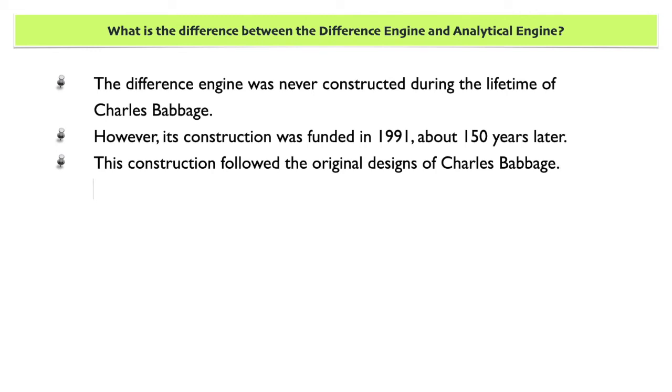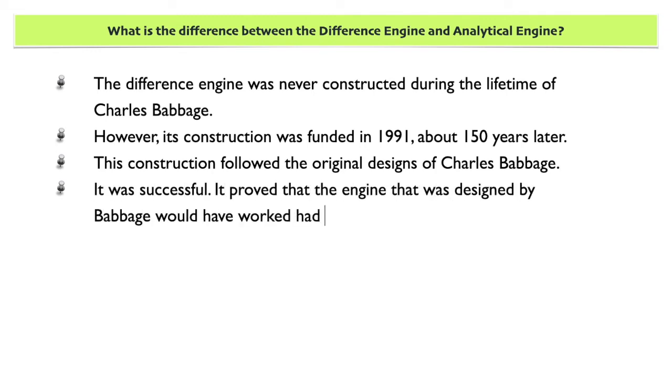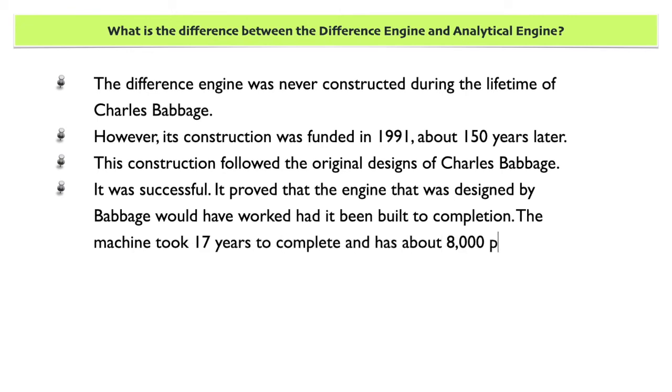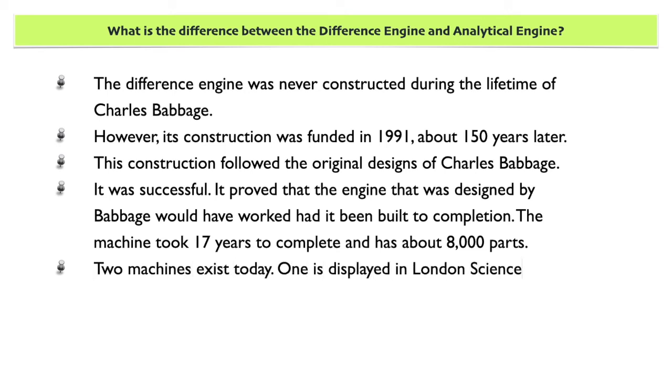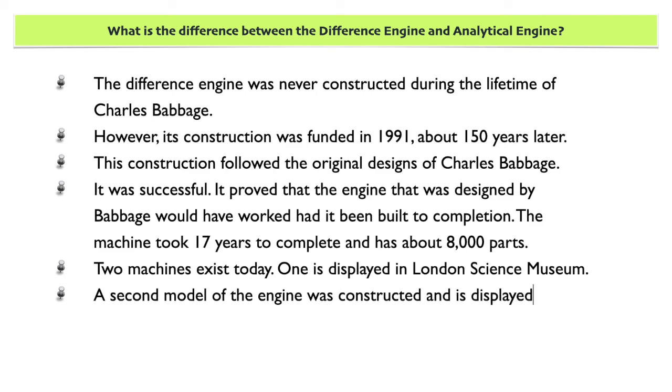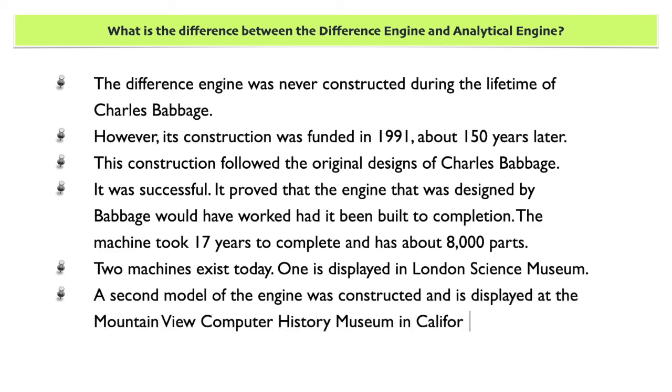It was successful. It proved that the engine that was designed by Babbage would have worked had it been built to completion. The machine took 17 years to complete and has about 8,000 parts. 2 machines exist today. One is displayed in London Science Museum. A second model of the engine was constructed and is displayed at the Mountain View Computer History Museum in California.